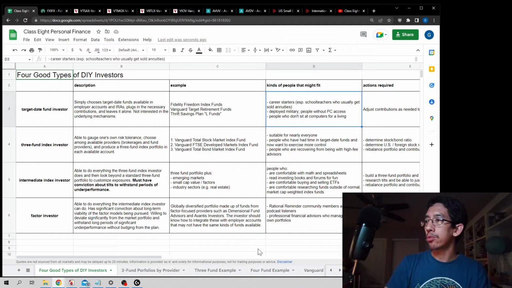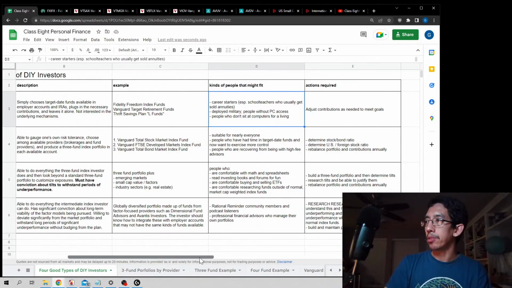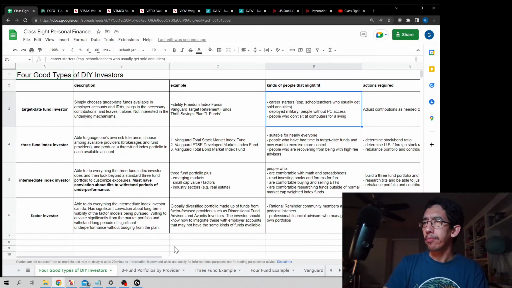And then the actions required, there's a reason I have it like that. It's adjust contributions as needed to meet goals. Make sure you're actually contributing enough such that you're going to have enough at the end.